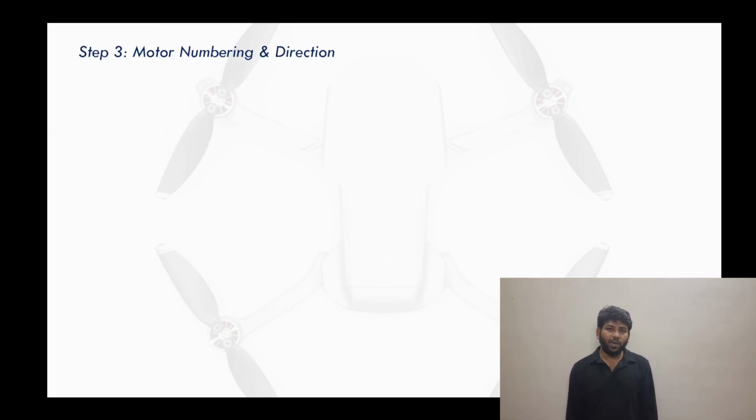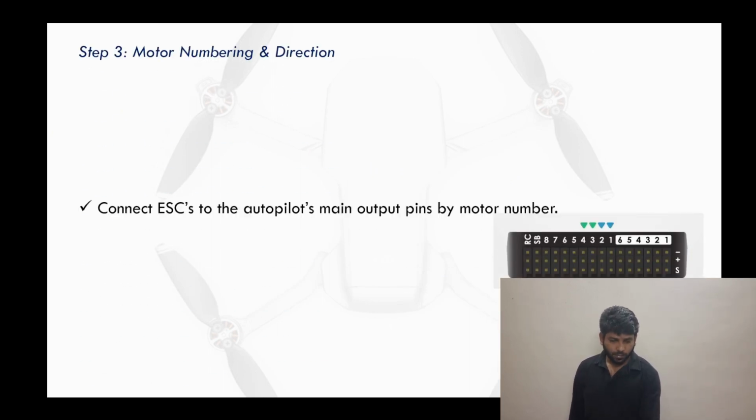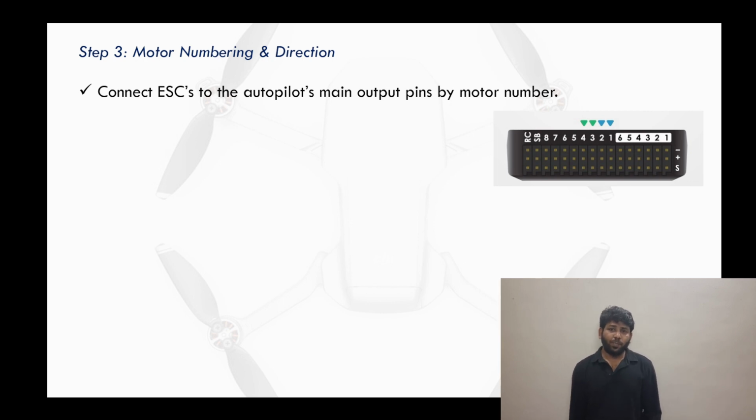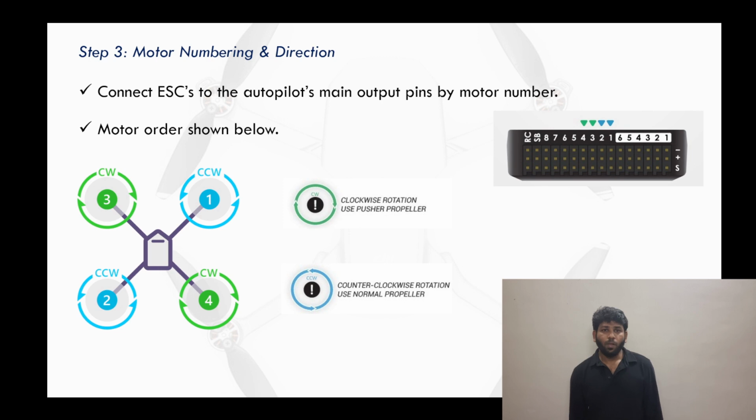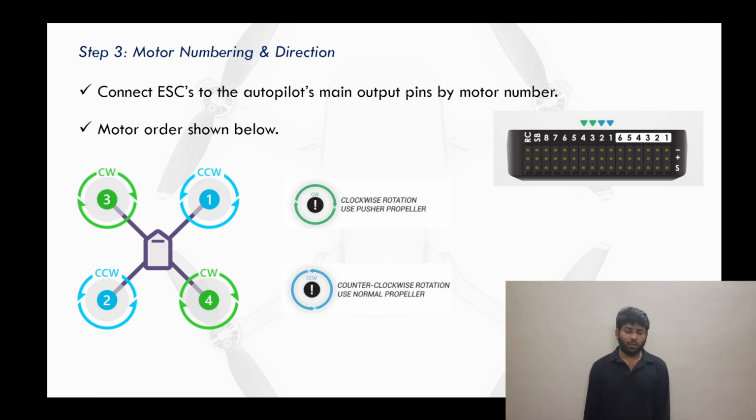Step 3. Motor numbering and direction. Connect the electronic speed controller to the autopilot's main output pins based on the designated motor numbering. Arrange the motors as in the image shown below. You should configure each motor to rotate in the correct direction. For example, motor 3 and motor 4 should rotate clockwise and motor 1 and 2 should rotate counterclockwise.